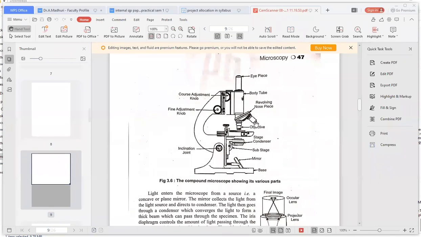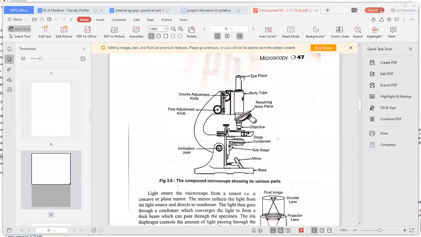One is at the objective, one is at the ocular.